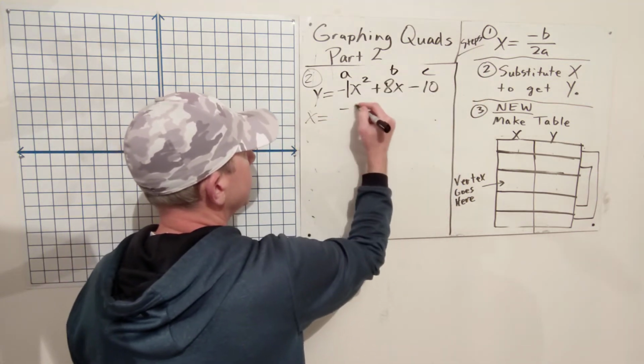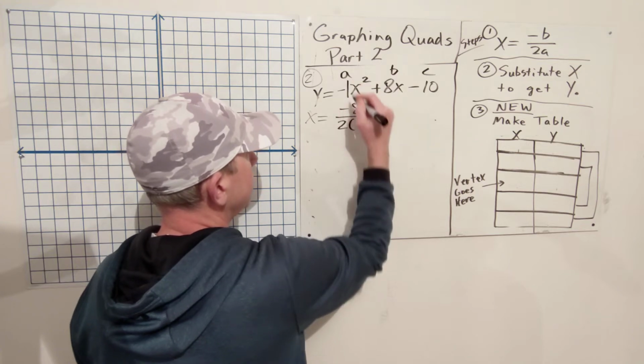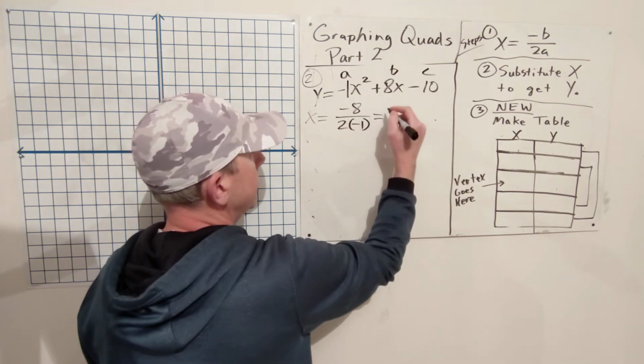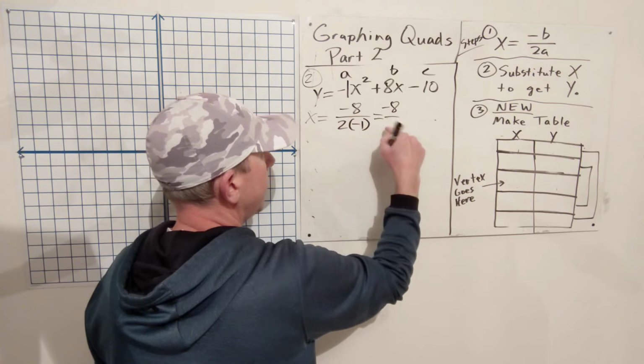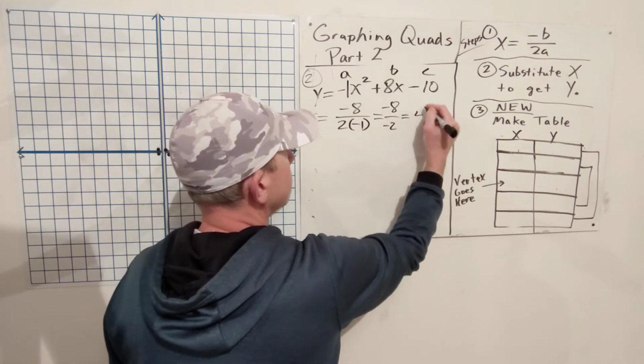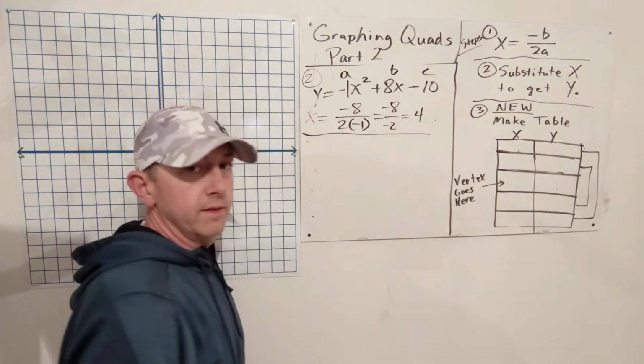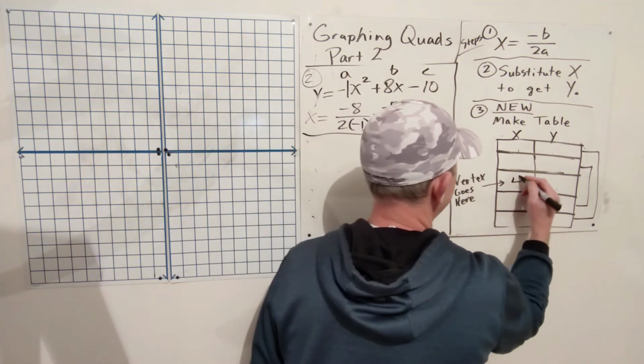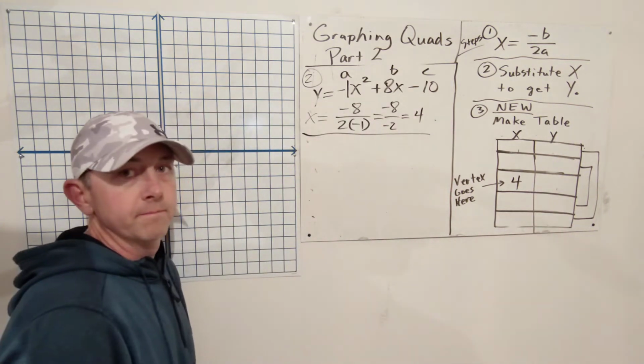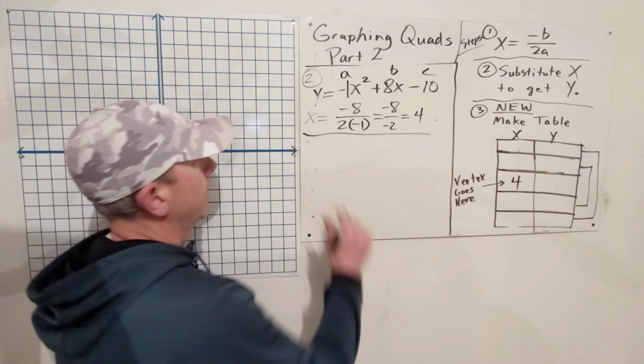x equals the opposite of b over 2a, so -8 over 2 times -1. We get -8 over -2, so that is a positive 4. If you want to go ahead and start filling in the table, 4 is right there. Now the y value.